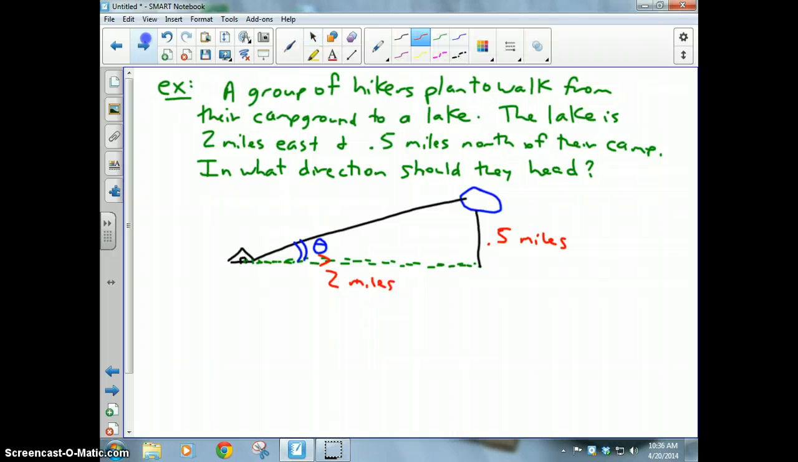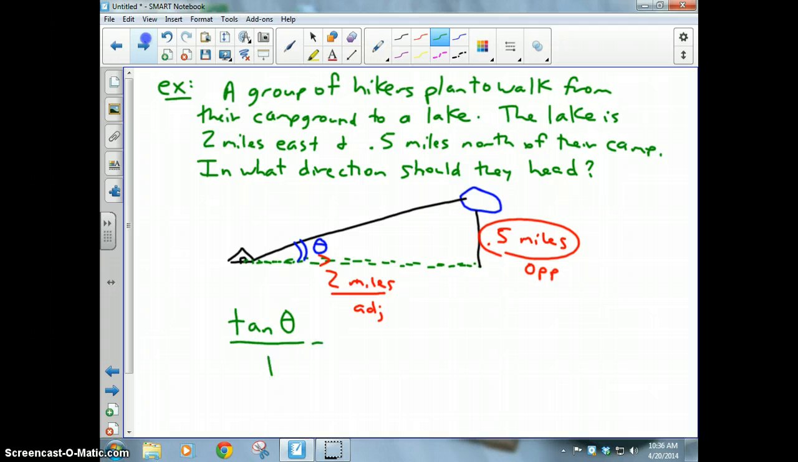Well, it works just like the other trig functions. That would be the opposite side, and this would be the adjacent side. So what is that? Well, that's tangent. So I'm going to write tangent of theta, because I don't know the angle, over 1. That's equal to 0.5, which is opposite, over 2, which is adjacent.